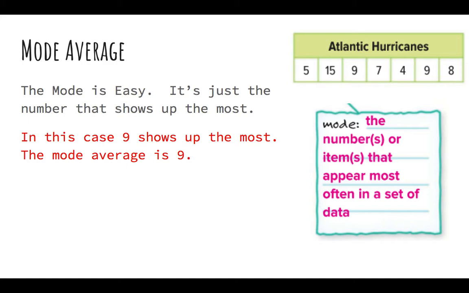And then finally mode. Again, looking at the hurricanes, mode is easy. It's just the number that shows up the most. So in this case, the mode is 9 because 9 shows up twice and everything else shows up once. The way I remember mode is it sounds like the word most. Mode is 4 letters, most is 4 letters. That's how I remember it.